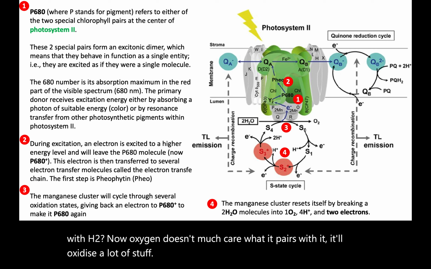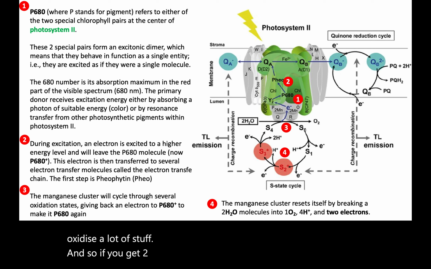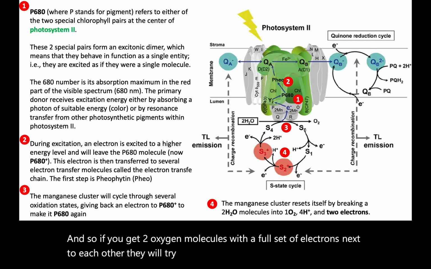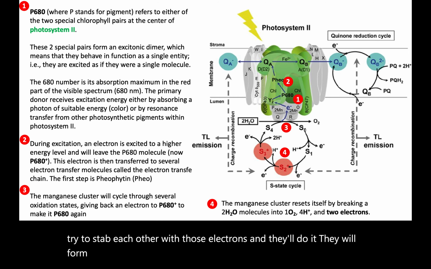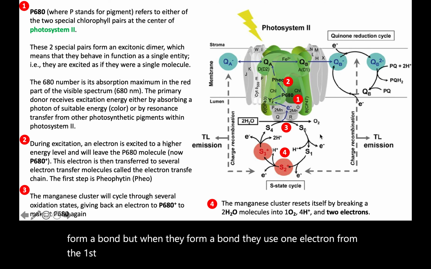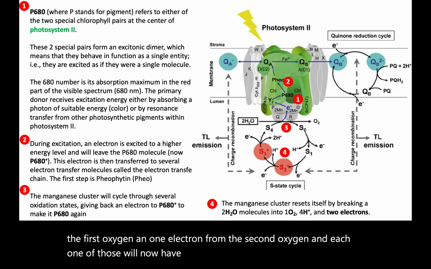And so if you get 2 oxygen molecules with a full set of electrons next to each other, they will try to combine with each other. They'll basically try to stab each other with those electrons. And they'll do it. They will form a bond. But when they form a bond, they'll use 1 electron from the first oxygen and 1 electron from the second oxygen. And each one of those will now have 1 leftover electron that it doesn't need.